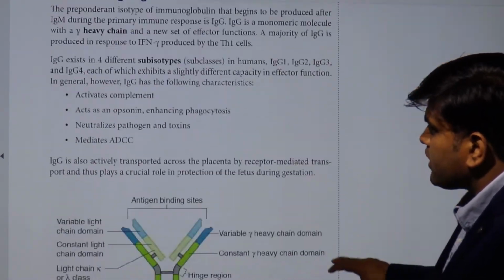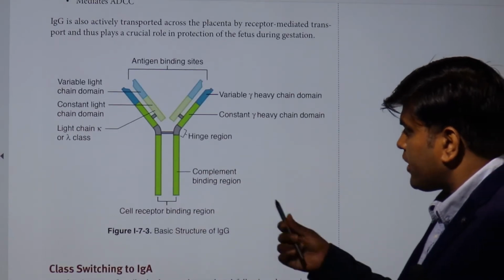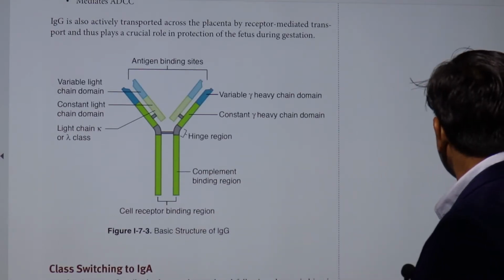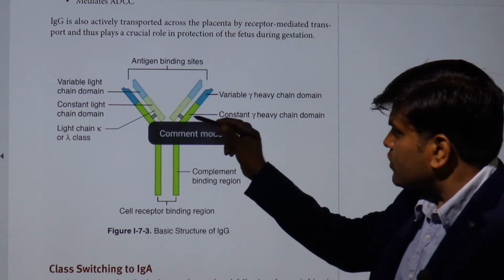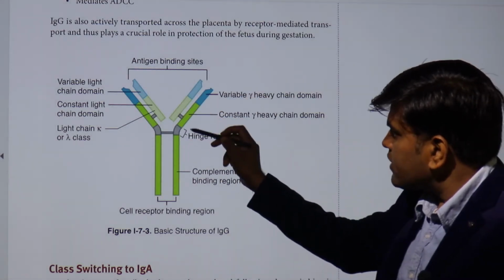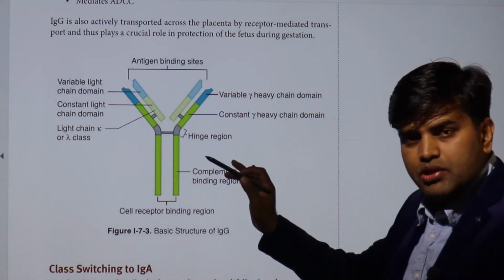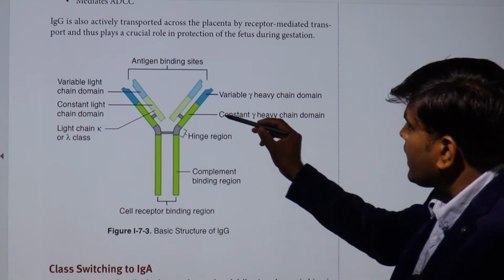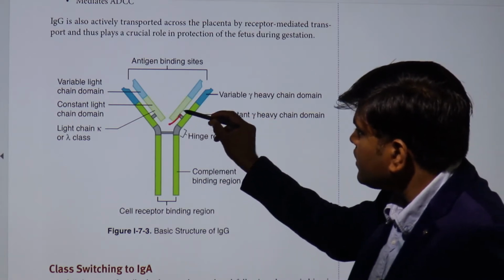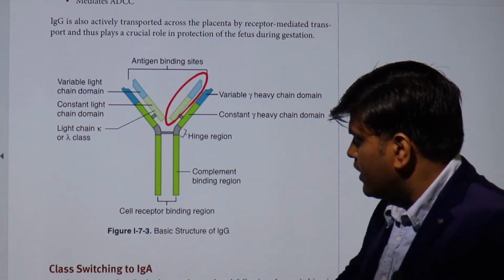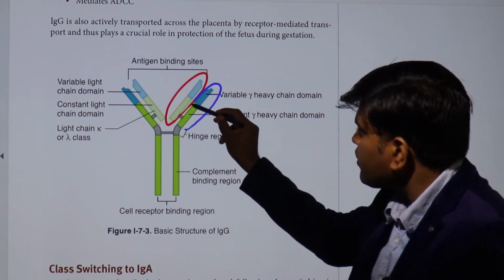Before, we already discussed the antibody structure, and I will discuss it again here. You can see this is the Y-shape structure of your antibody. All antibodies are Y-shaped. There is one portion like this, and there is another portion like this.